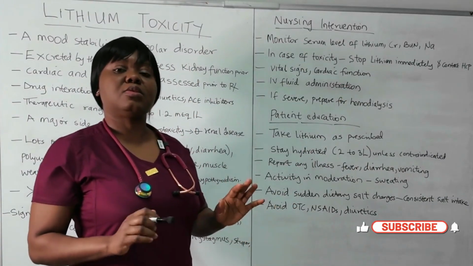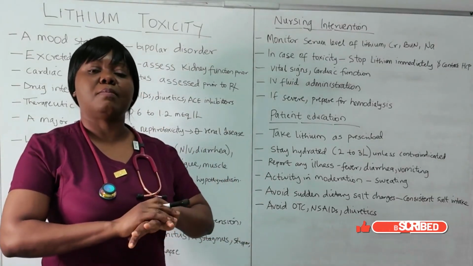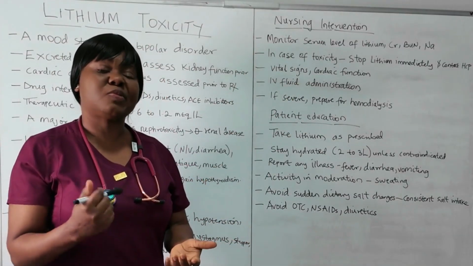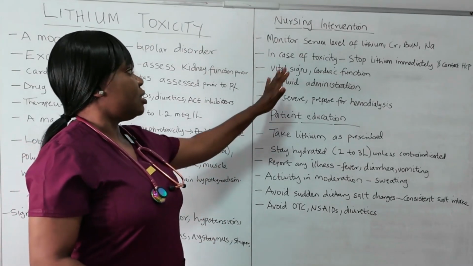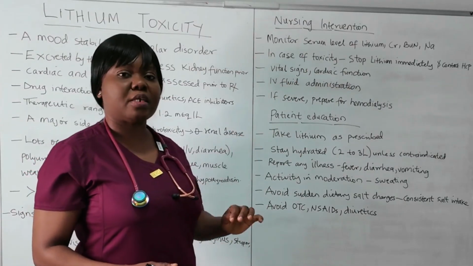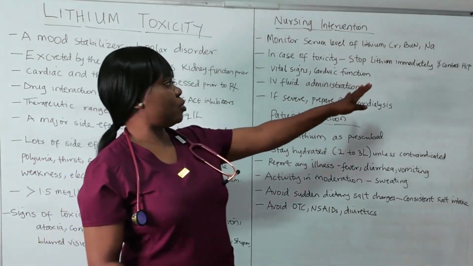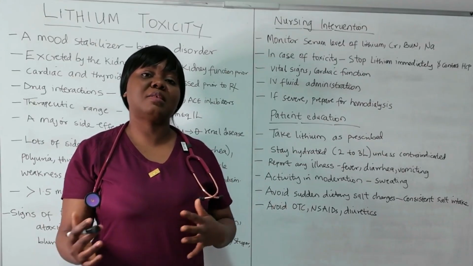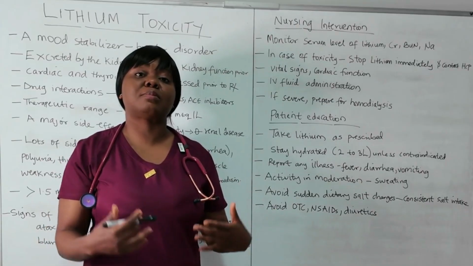Now let's look at the nursing interventions. Let's assume a patient is on lithium and is not showing signs of toxicity yet. Still, you need to monitor the serum level of lithium closely to be sure it's within the range of 0.6 to 1.2 milliequivalents per liter. Then you need to assess kidney function by checking the creatinine. You monitor it all the time, along with the BUN, blood urea nitrogen, and also monitor the sodium level. The reason you need to monitor sodium is that sodium has an inverse relationship with lithium. If sodium is low in the body, the kidney is going to mistake it for lithium and begin to reabsorb lithium.